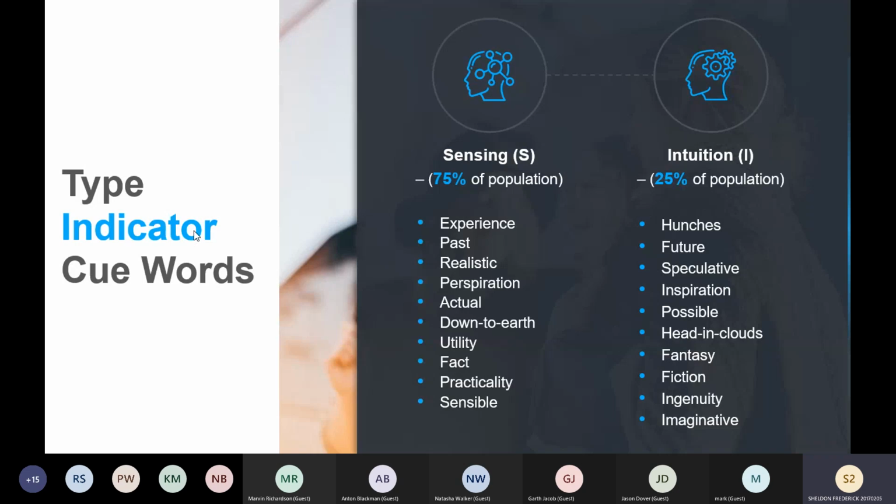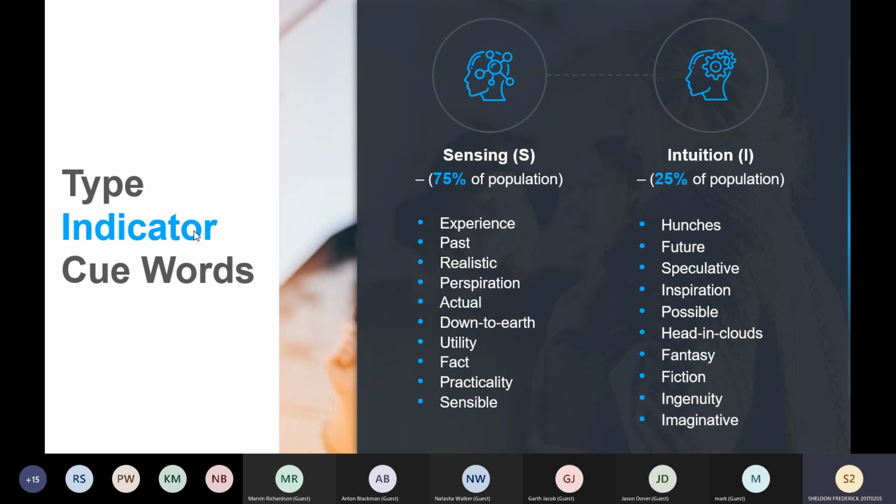We move over to sensing and intuiting. The sensing gathers experiences. Intuition doesn't mind a hunch. Sensing is realistic, intuition is speculative. The sensing likes facts. Intuitive doesn't mind fiction. Sensible, imaginative. So we get the contrast, sorry, of the two.